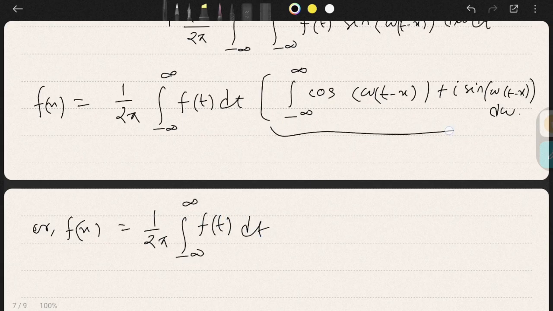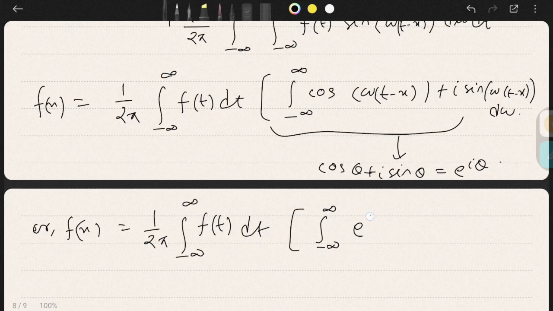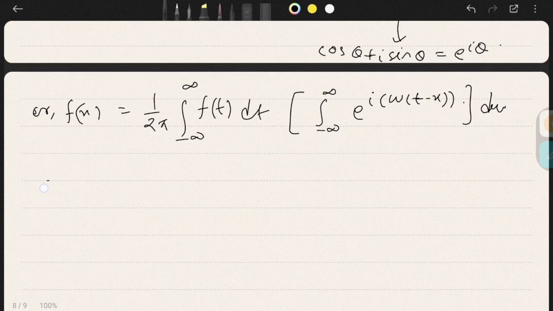And what is this term? This looks like cos theta plus i sin theta. This is nothing but e to the power i theta, Euler's formula. So let's write it: e to the power i omega (t minus x) d omega. That's it, we proved it.